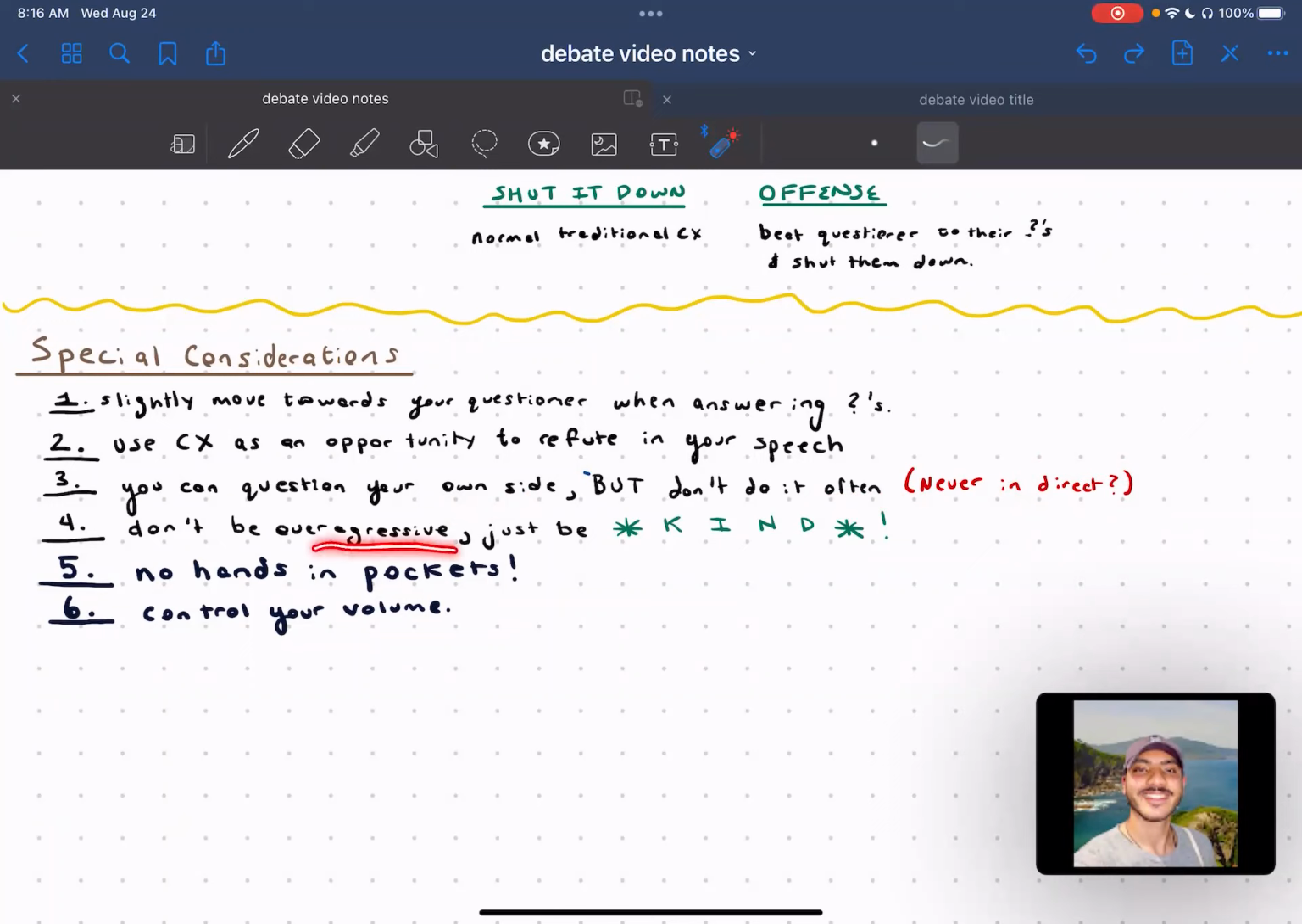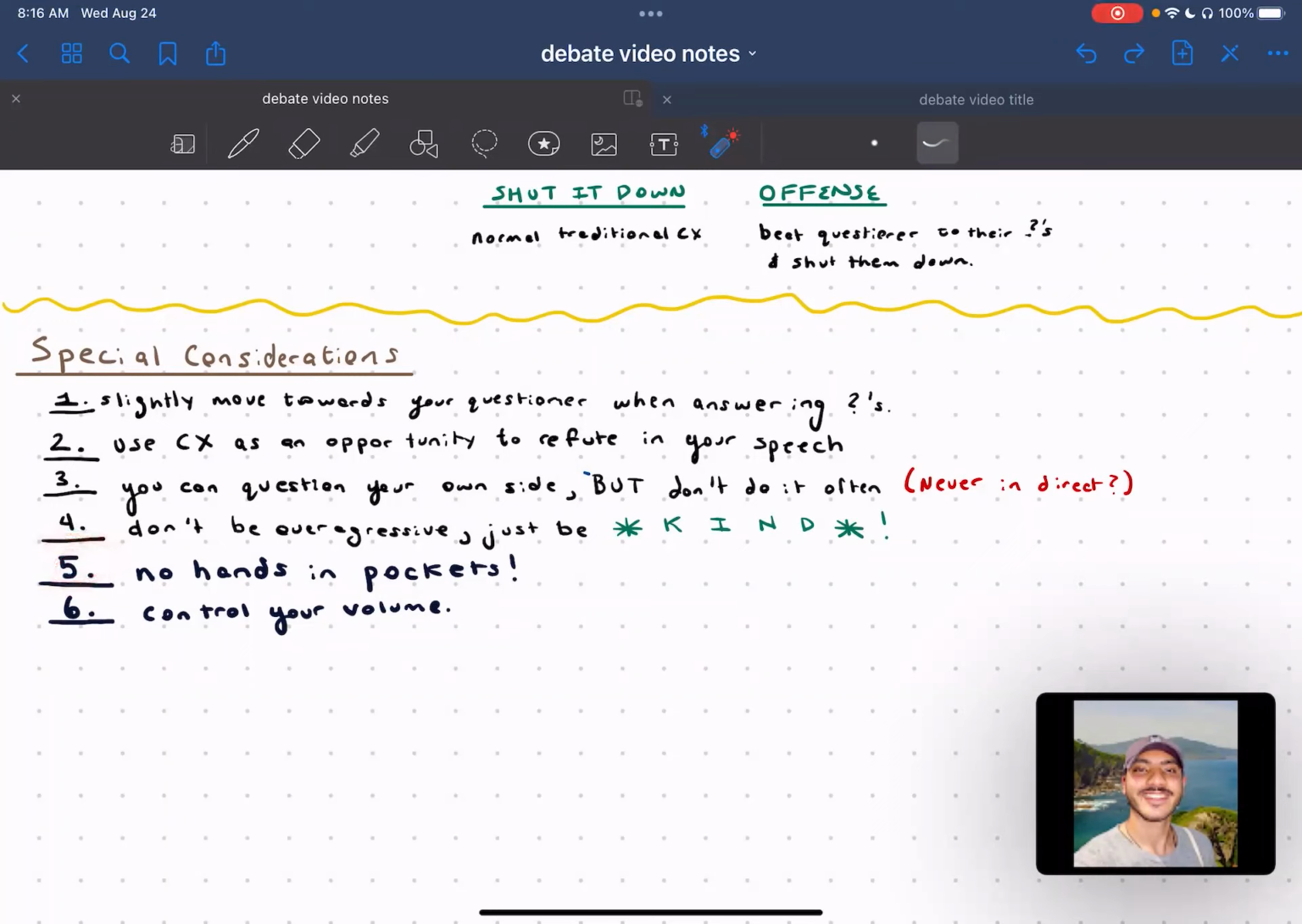Fourth is to not be over aggressive, right? Just be kind. At the end of the day, the judges don't want to see a fight. They want you to obviously intellectually be fighting each other with different ideas, but do so in a pleasant and controlled manner. And by getting over aggressive, you're only signaling that you're losing your point.